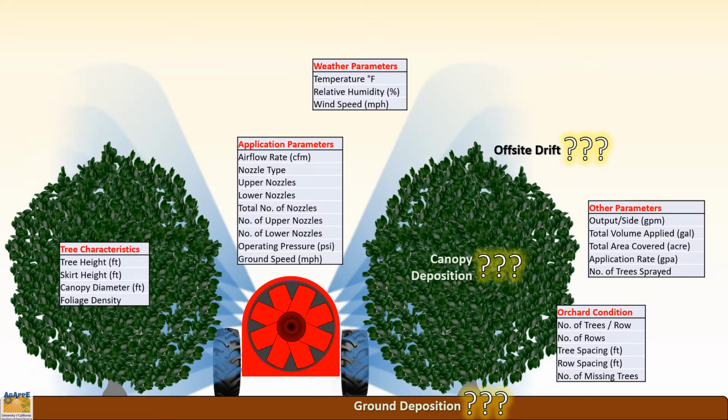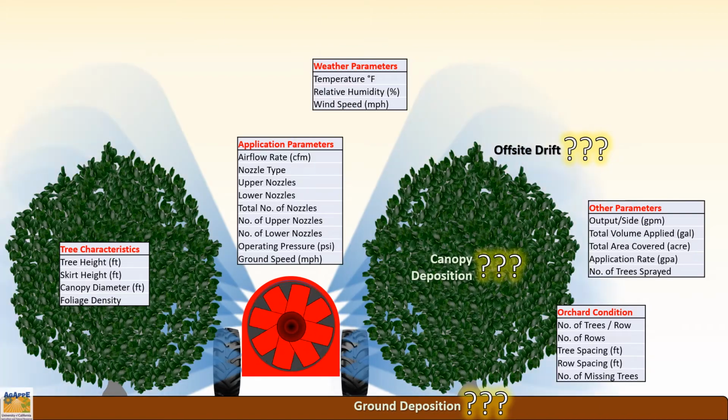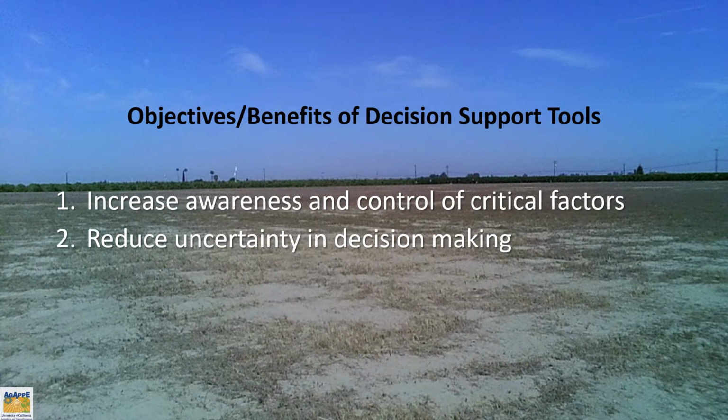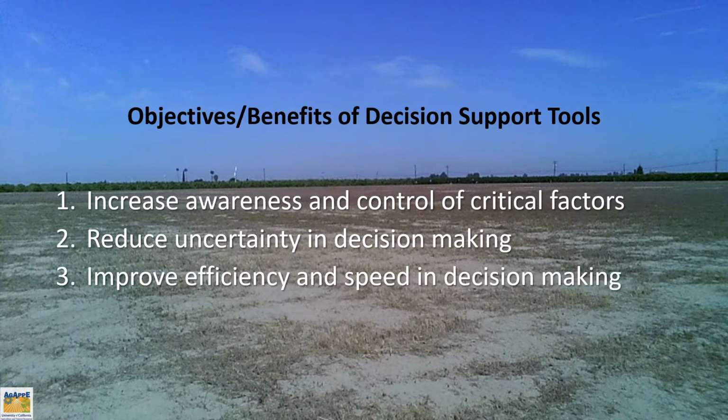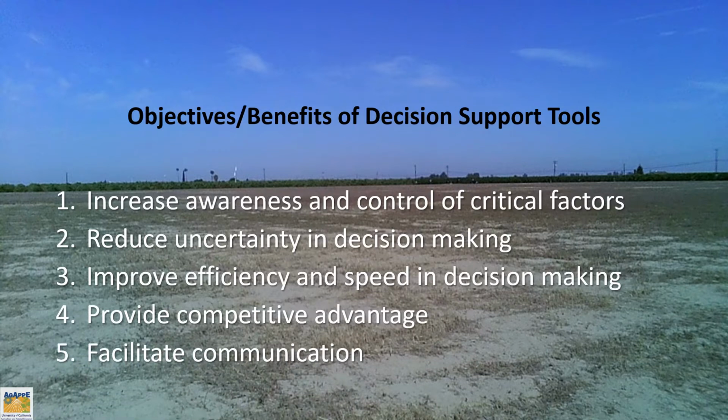And that is where utilizing a decision support application such as a web-based or mobile application can be very beneficial. The general objectives or benefits of decision support tools include increasing awareness and control of critical factors, reducing uncertainty in decision making, improving efficiency and speed in decision making, providing competitive advantage, and facilitating communication.